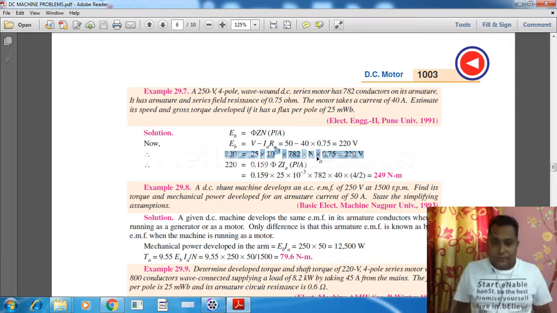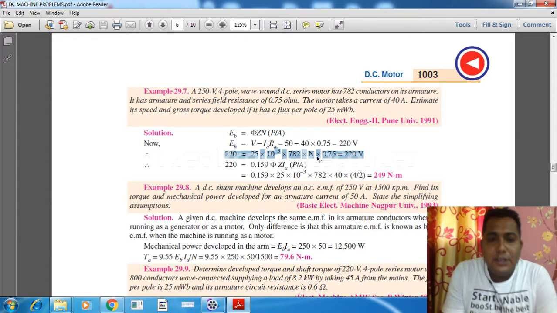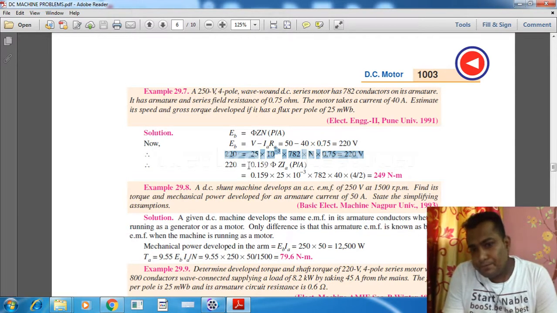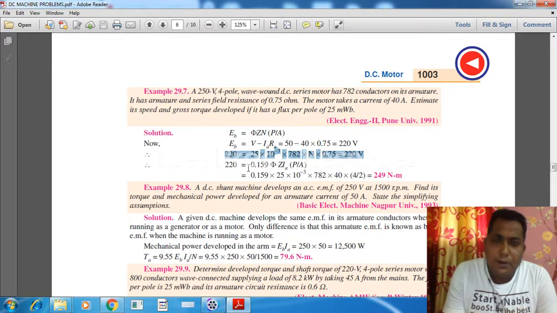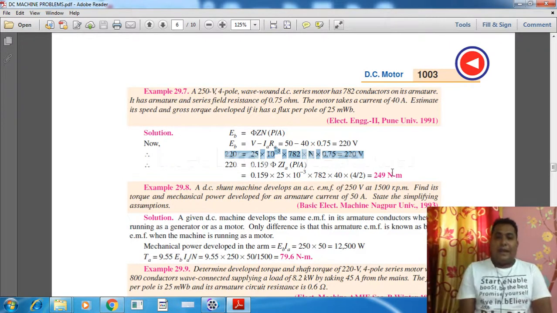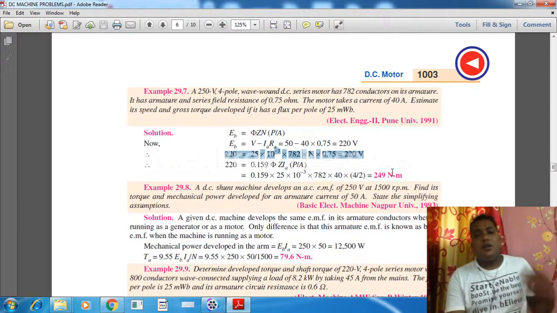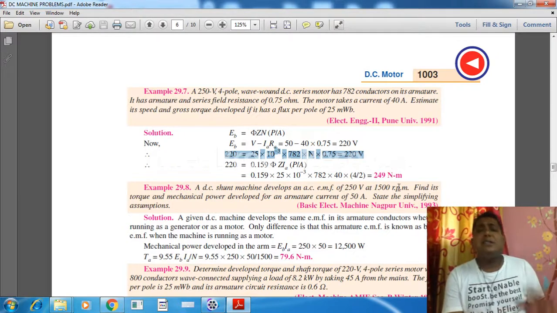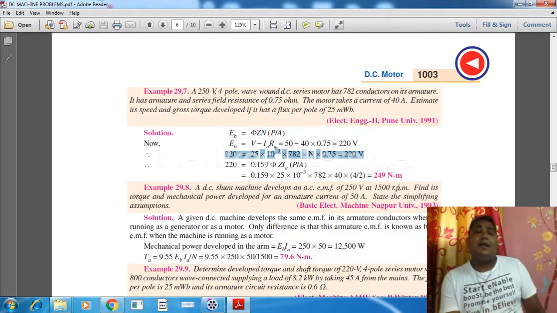After finding N we have to find out the torque. So torque value is given by T is equal to 0.159 φ Z IA by A into P. So from there torque is equal to this. If we put the values over there, we can find out the torque, and in this particular problem we have to put the values only. So that is 249 Newton meter.